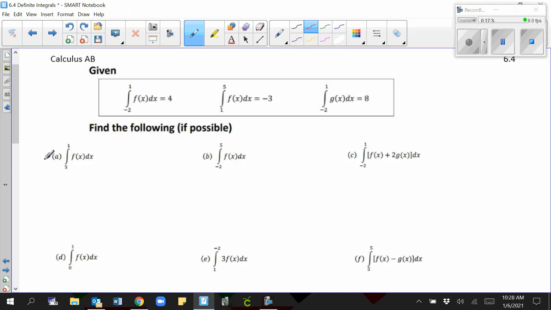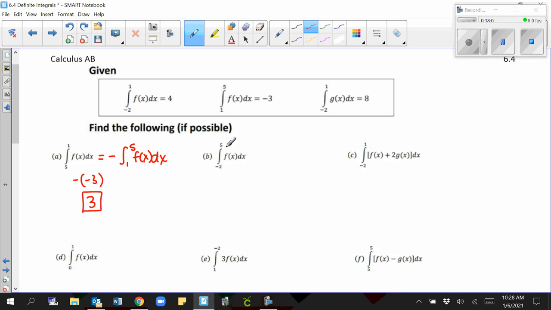So this one, part A, says the integral from 5 to 1 of f of x. Well, the integral from 1 to 5 is -3. So if we have this where we switch them, that's going to be putting a negative in front of our 1 to 5 integral. So if that was a -3, it would be a negative -3, which just gives us 3.